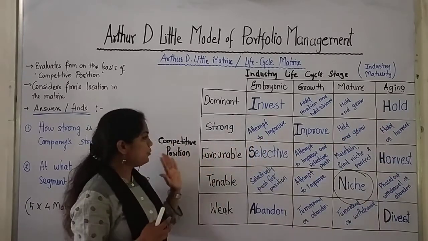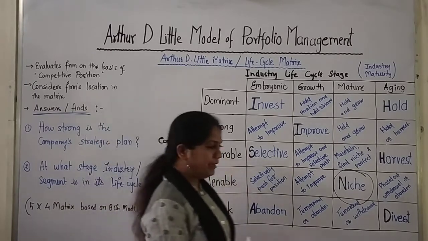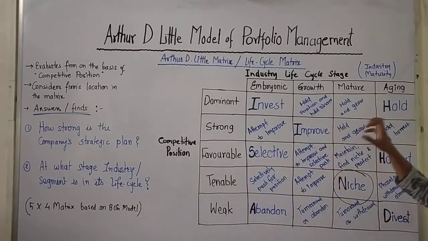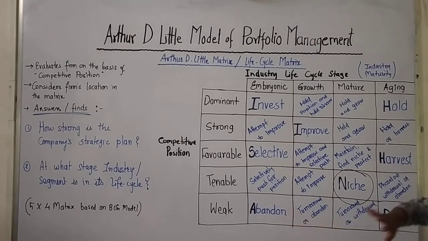all these positions tell us 3 major decisions. Strong position but aging market, then keep holding. Average position but aging market, then harvest. Be in a defensive mode or start withdrawals from that. And the last one is, if your position is completely weak, you do not have much funds to invest, and the industry has already aged, so it makes no sense to be in that. So we will have to divest.